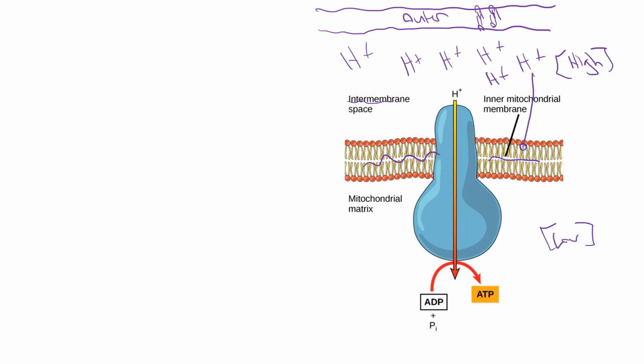Now, these are all going to want to move from high to low, but they're not able to pass through the membrane because they're charged particles, and charged particles don't jive too well with the hydrophobic nature of the membrane. They are able to go through, but they require a carrier protein, and that's this one, the ATP synthase. Recall that this is an example of facilitated diffusion, because a carrier protein is being utilized to allow that diffusion to pass through.